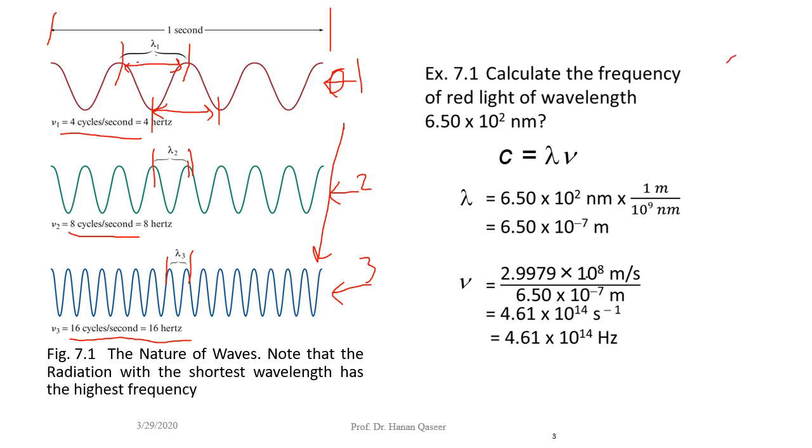To explain this, we can solve this question: calculate the frequency of a red light of a wavelength 6.50 × 10^2 nanometers. We apply the relationship c equals lambda times nu. The first step is to convert lambda from nanometers to meters. Every 1 meter equals 10^9 nanometers. Lambda converted to meters becomes 6.50 × 10^-7 meters.